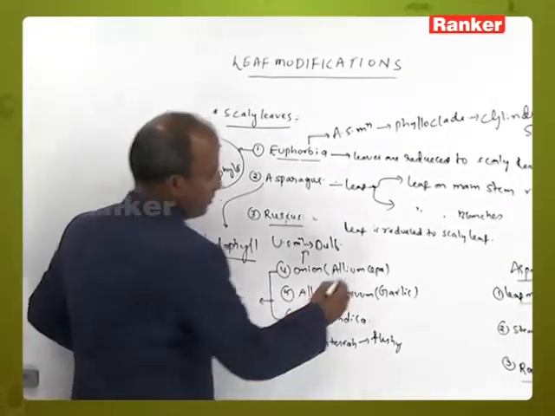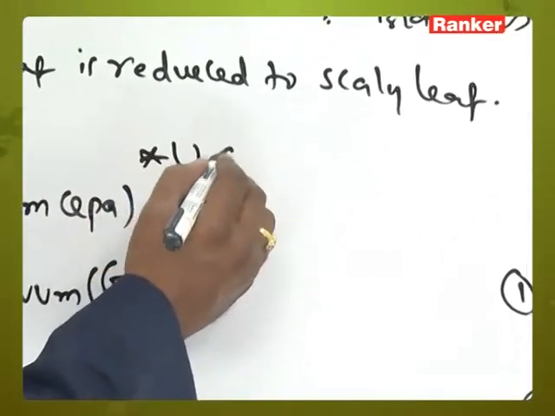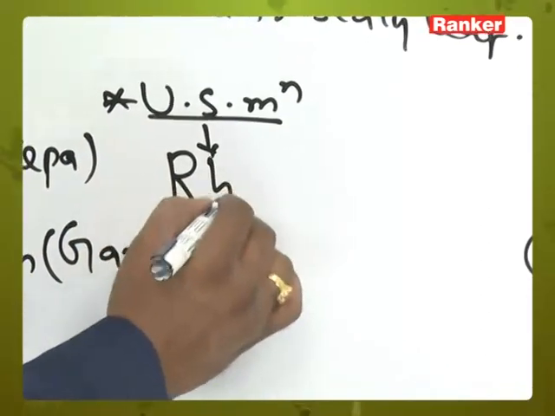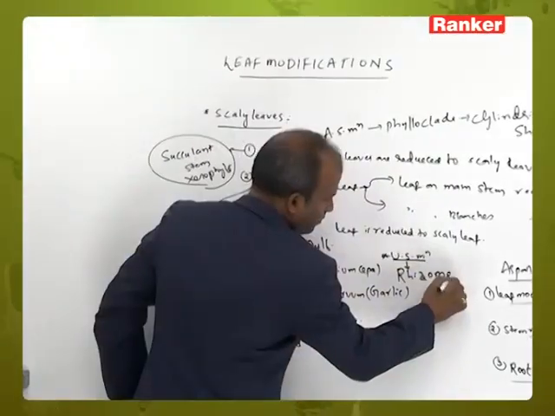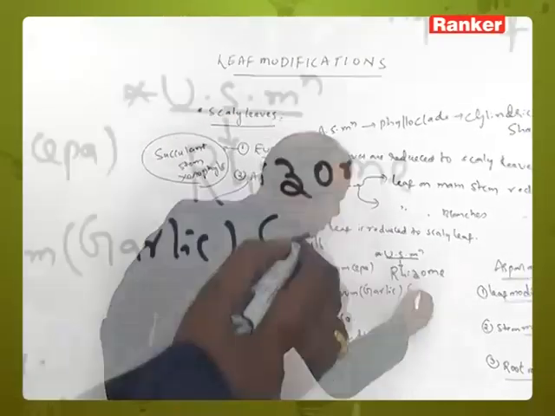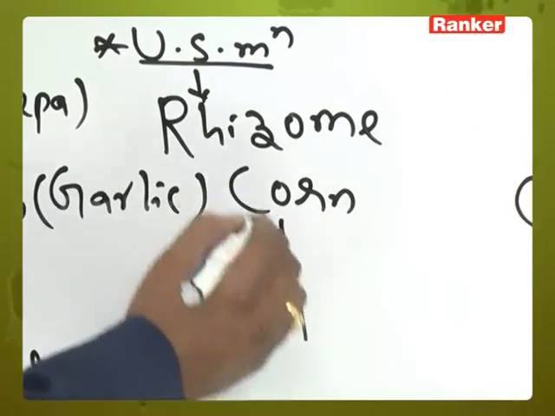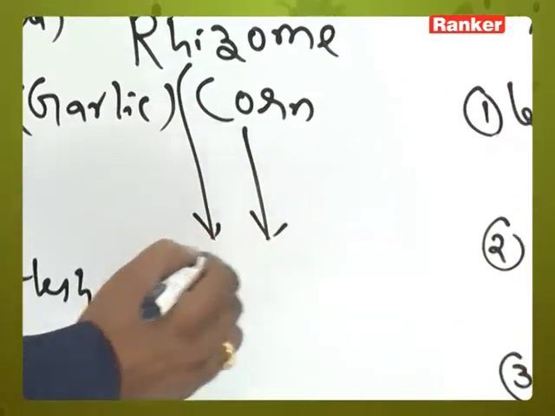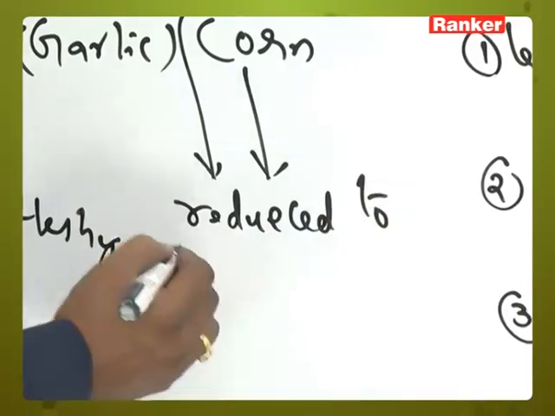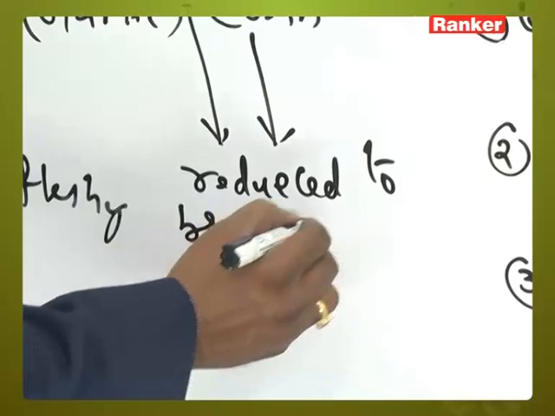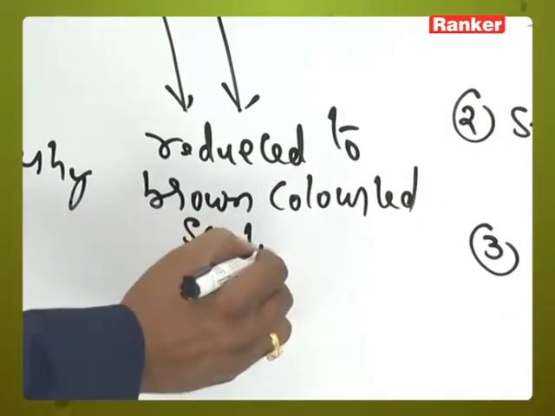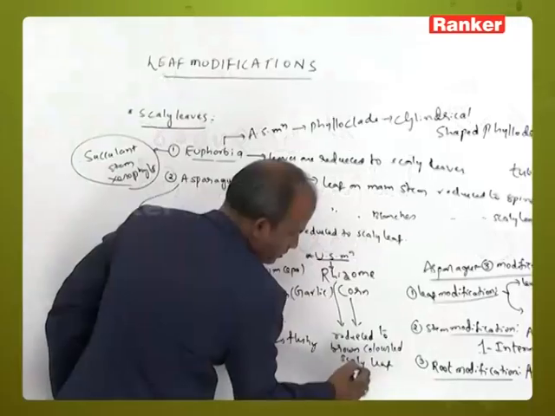And whereas the underground stem modifications that are rhizome and corm, in rhizome and corm the leaves are reduced to brown colored scaly leaf.